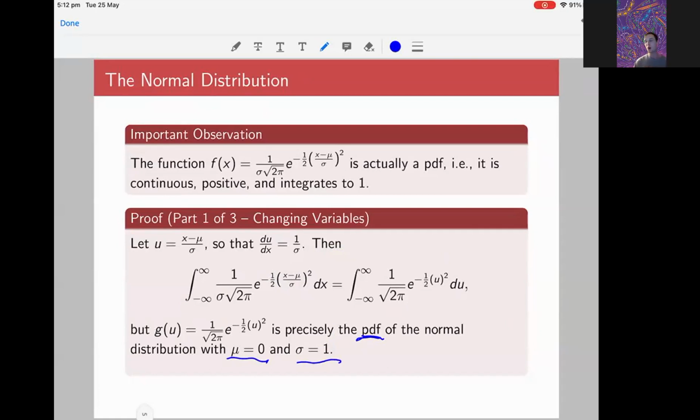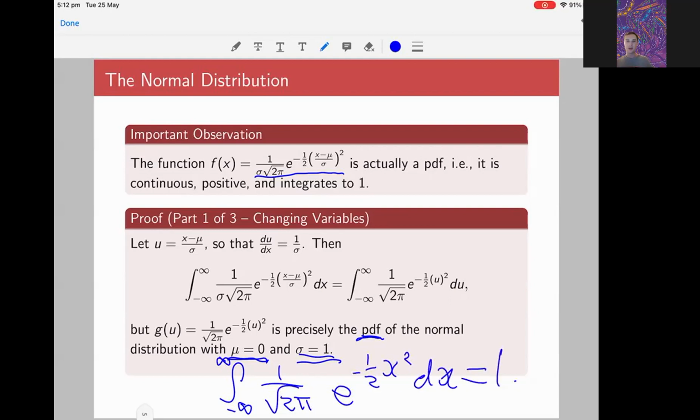So really, what I'm pointing out here is that to show that this integrates to 1, it suffices to show that it integrates to 1 in the special case that mu equals 0 and sigma equals 1. So really, all I need to do is show that this integral is 1. So this is the first step. As I said, we haven't really achieved much so far, but we have somewhat simplified the problem.